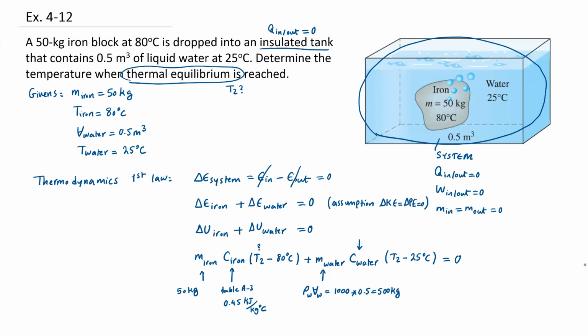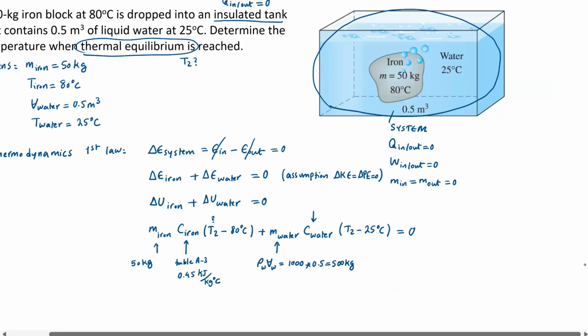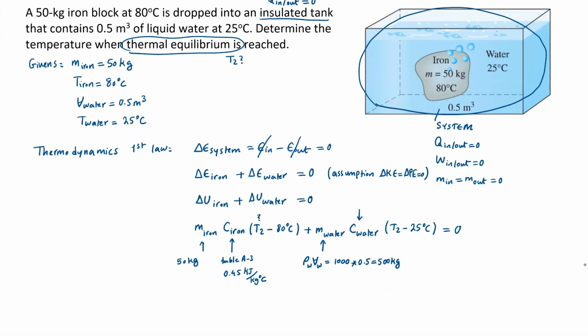Specific heat of water, I can read it from table A3, is 4.18 kilojoule per kilogram degree C. T2 is unknown, and the initial temperature of water is given, 25 degrees C. So this is one equation, one unknown, and I can simply solve for the only unknown, which is T2, 25.6 degrees C. So when thermal equilibrium is established, both the water and iron will be at 25.6 degrees C.